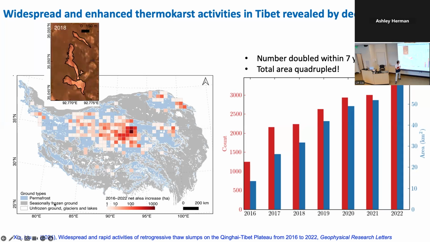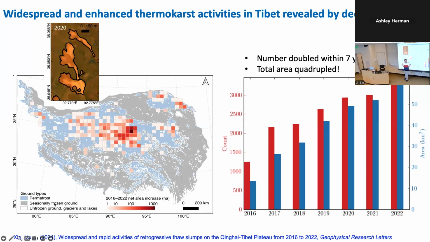So we were able to look at the whole Tibetan plateau, again more than 1 million square kilometers. Look at each colored box showing you, over this grid, how much the area increased over these 7 years. We can do this over the entire Tibetan plateau. The headline of this paper is that within barely 7 years, the number of active retrogressive thaw slumps nearly doubled, from a little bit more than 1,300 to now more than 3,000.